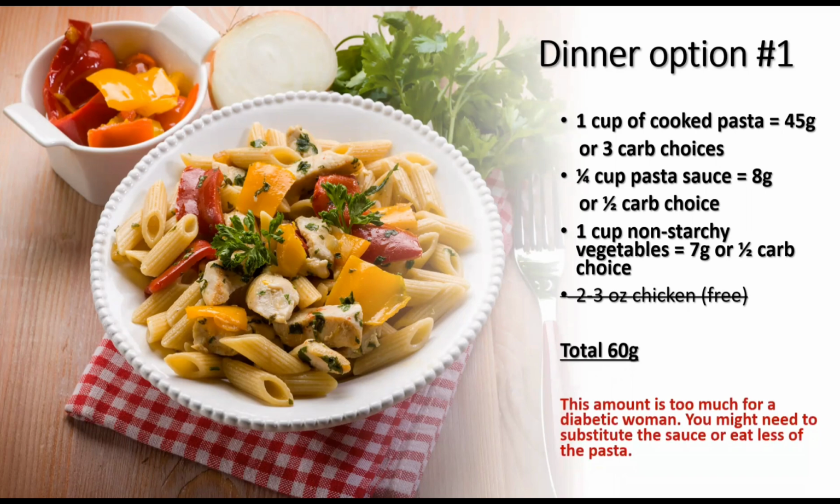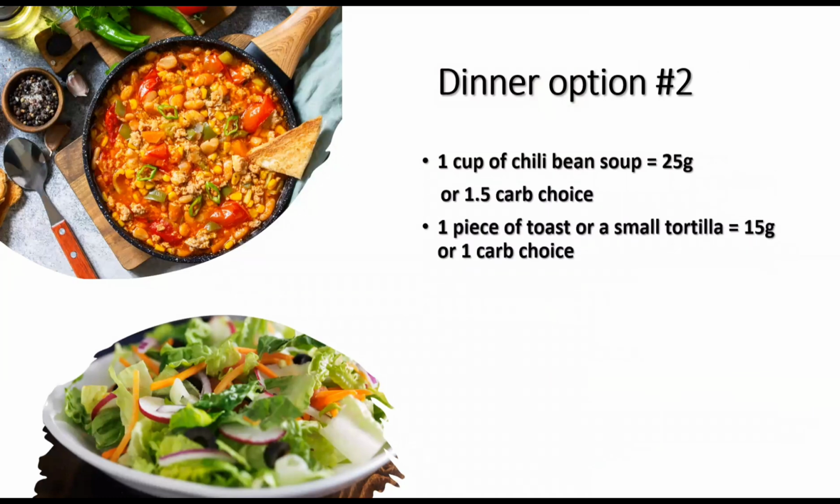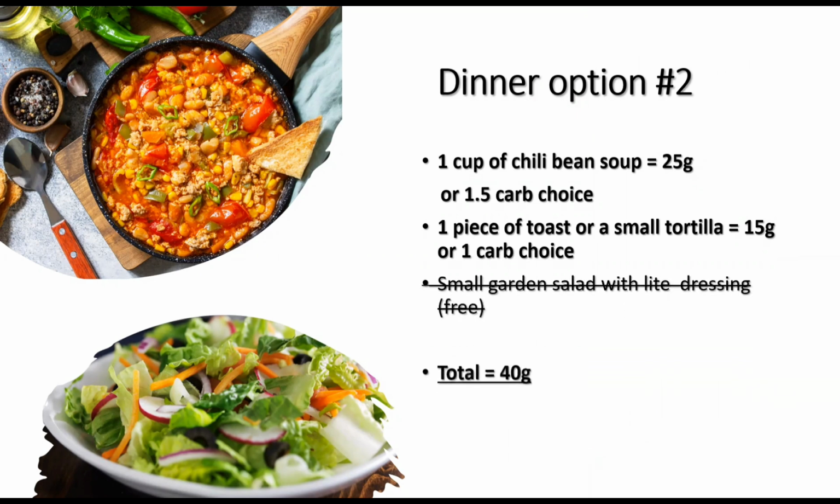This amount is too much for a diabetic woman, which means you might need to substitute the sauce or eat less of the pasta. Next dinner option is 1 cup of chili bean soup, 1 piece of toast or a small tortilla, and a small garden salad with dressing. Depending on the type and preparation, 1 cup of chili bean soup is about 25 grams of carbohydrate. 1 piece of toast or a small tortilla, depending on the kind, is about 15 grams of carbohydrates. Add small garden salad with dressing. There are no carbohydrates to count here. This meal is a total of about 40 grams of carbohydrates.